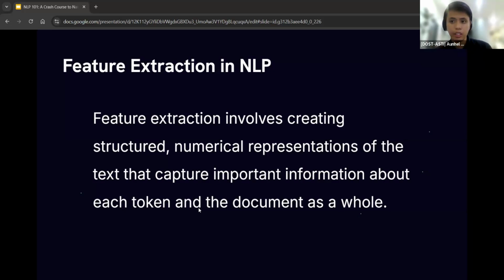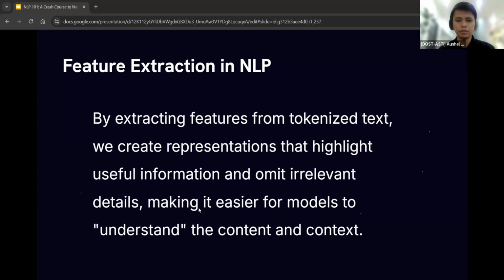So we're converting text into a structured numerical representation. By extracting features from tokenized text, we create representations that highlight useful information. So we're converting that context into numerical representations, making it possible for models and the system itself to understand what we're trying to say.